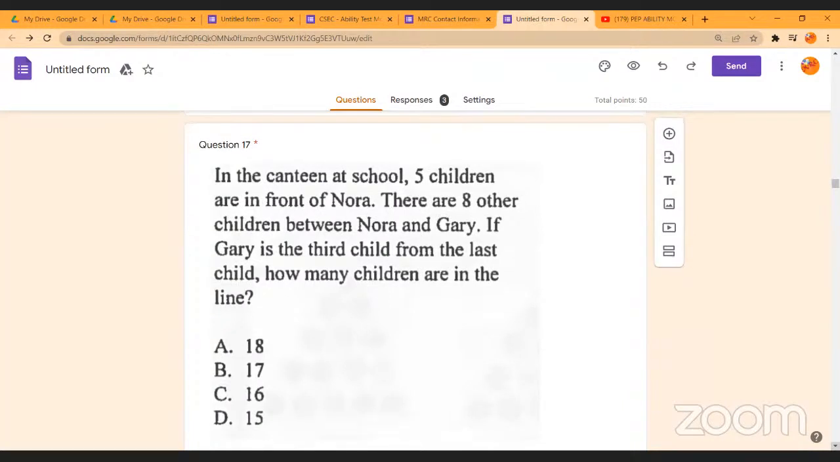In the canteen at school, 5 children are in front of Nora. There are 8 other children between Nora and Gary. If Gary is the third child from the last child, how many children are in the line? So I'm going to work it out. All right. Fine. Go ahead, honey.